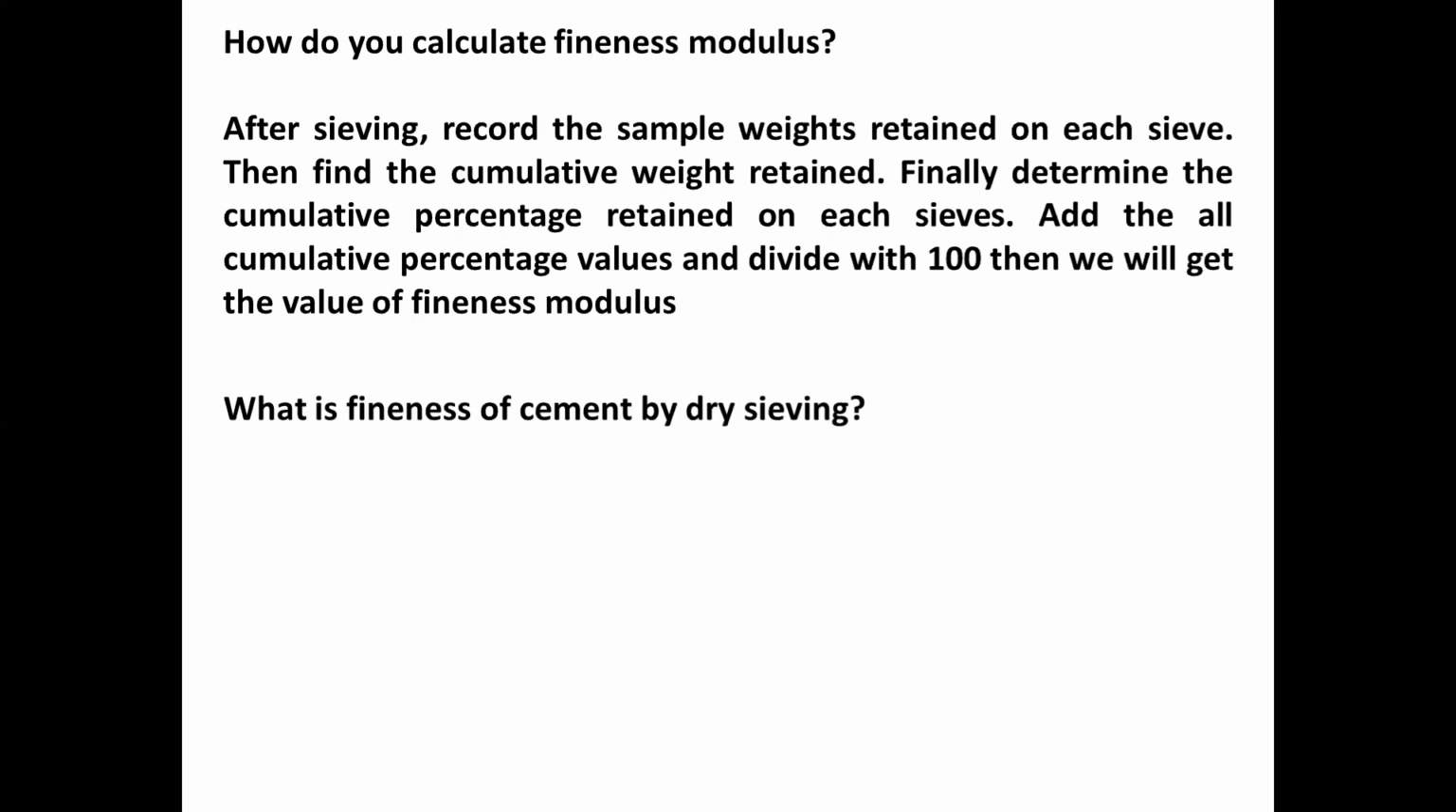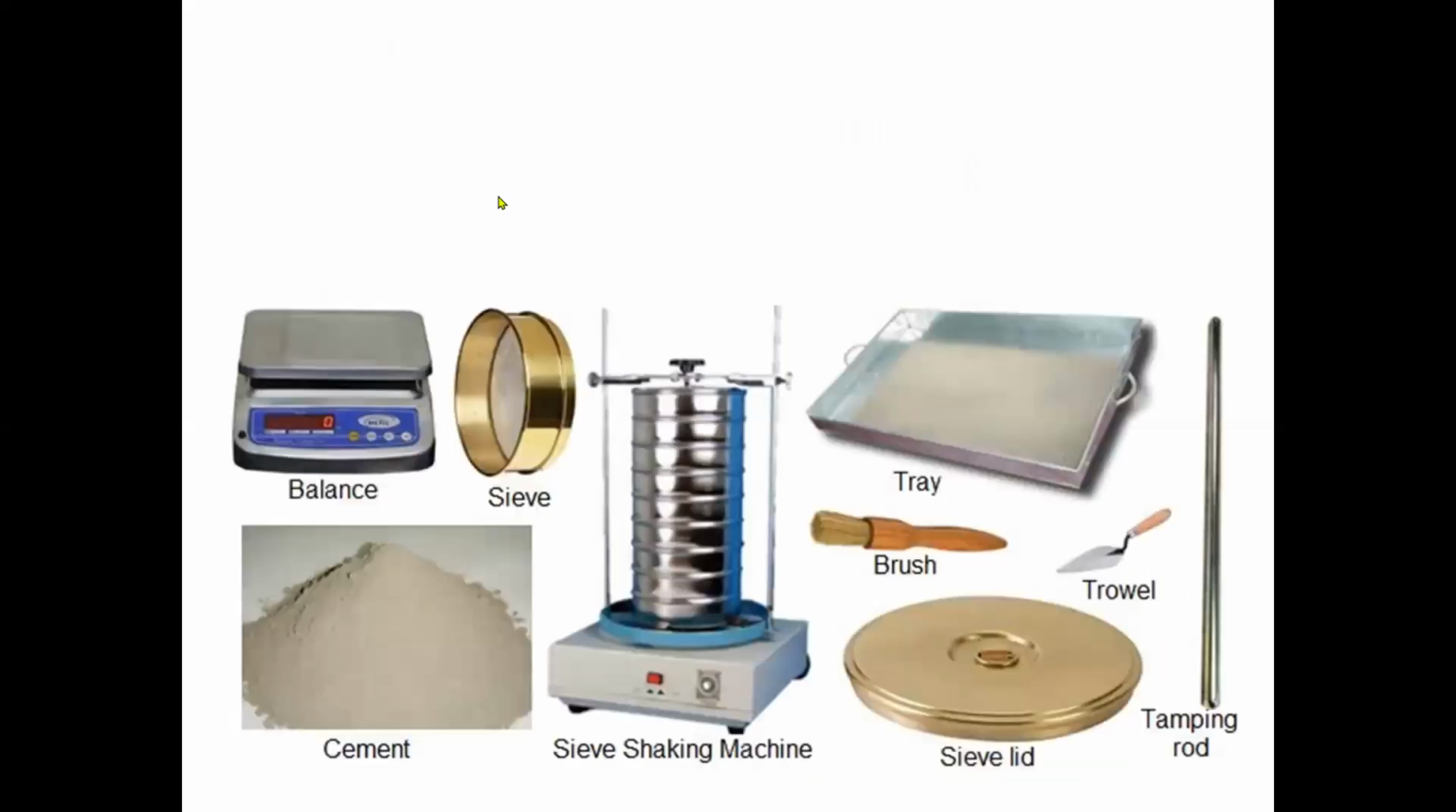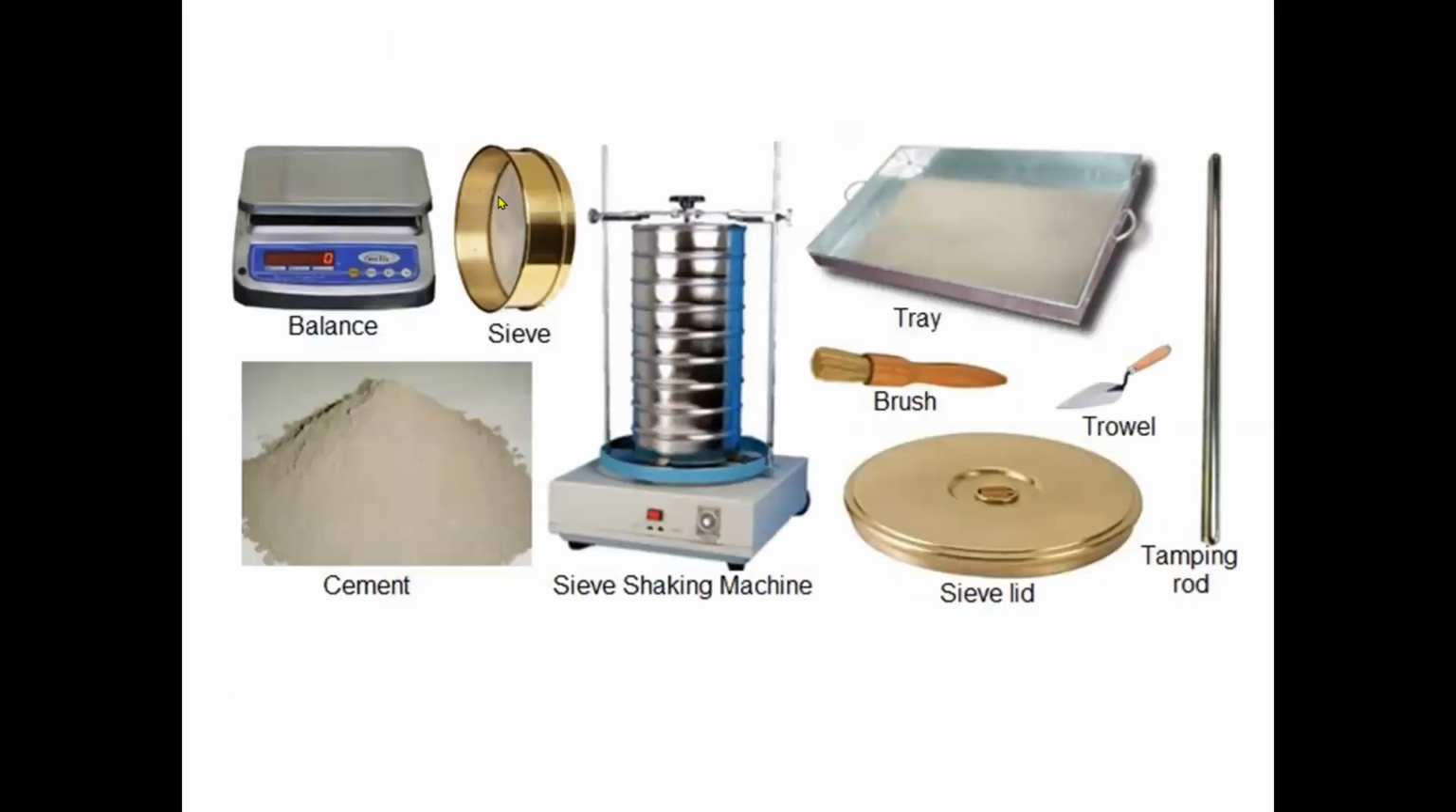What is fineness of cement by dry sieving? The fineness modulus of a cement is an empirical figure obtained by adding the total percentage of the sample of an aggregate retained on each of a specified series of sieves and dividing the sum by 100. We have now the following apparatus when performing the fineness of cement. We have the balance, the sieve shaking machine, the tray, the brass trowel, tamping rod, sieve lid, and of course our material, we have the cement.